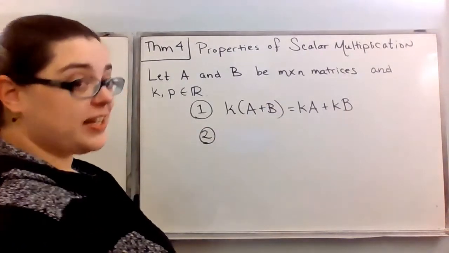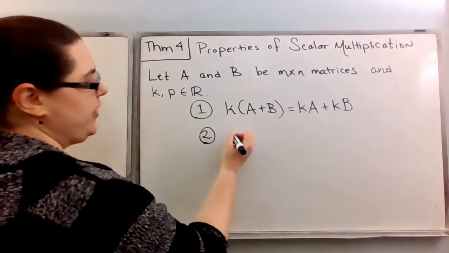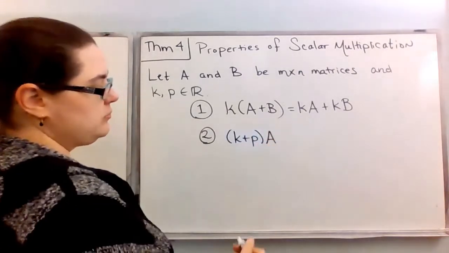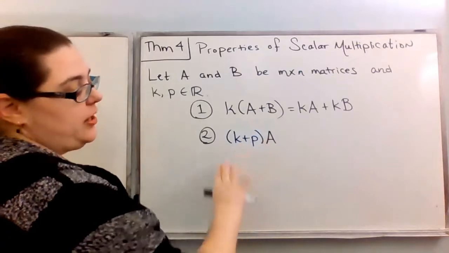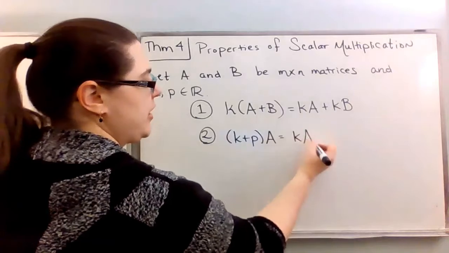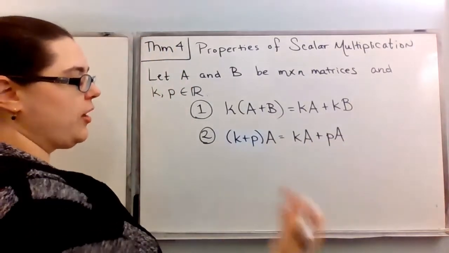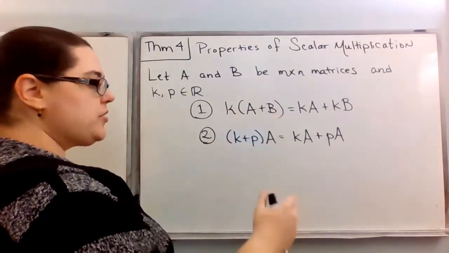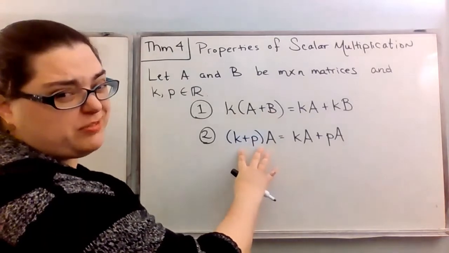Now, we have a second property that's also like the distributive property. That says if I have in parentheses (K plus P) times a matrix A, so this time, instead of adding two matrices, I'm adding two scalars and then multiplying by a matrix, that's the same as KA plus PA. So not only can we distribute scalar multiplication over matrix addition, we can also distribute it over scalar addition, really.